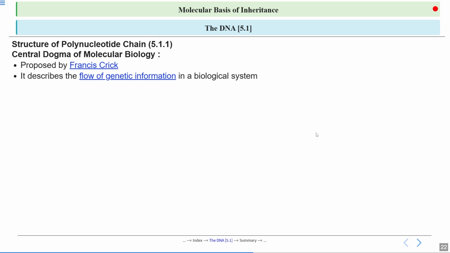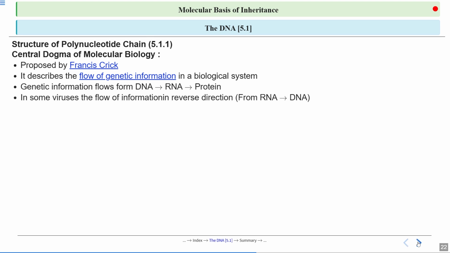This central dogma describes how the genetic information is transcribed and translated. Means, what is the flow of this genetic information? Genetic information flows from DNA to RNA and then RNA to protein. Our genetic information is all contained in the DNA. Then it is transcribed into RNA, and at last it is translated into protein.